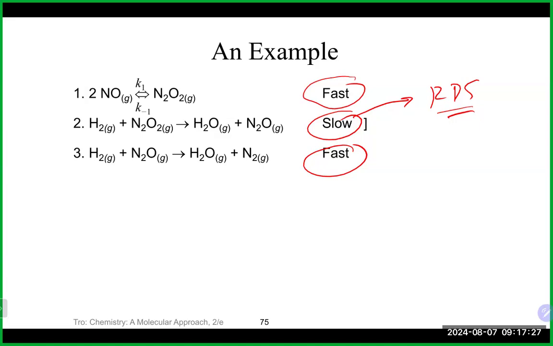Questions on that there? All right, that is kinetics. There it is.